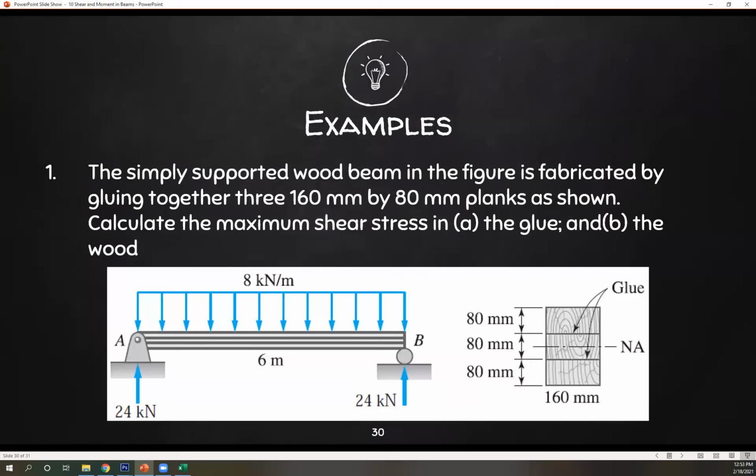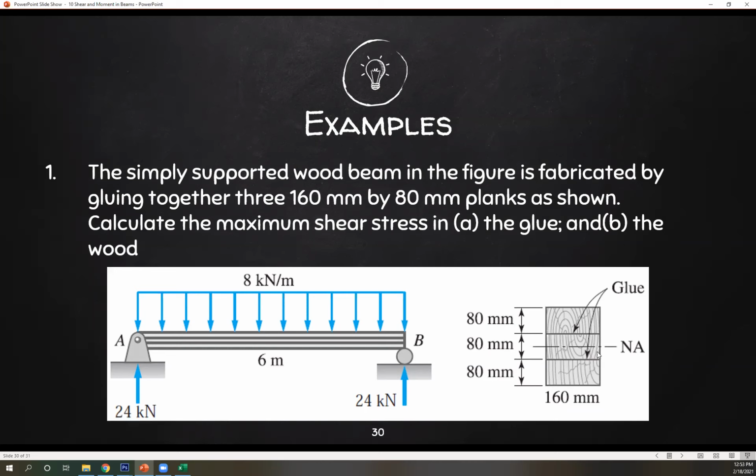So you have a simply supported wood beam in the figure, fabricated by gluing together three 160mm by 80mm planks as shown. Okay, so you have 1 plank, 2 planks, 3 planks, 80mm each. Calculate the maximum shear stress in glue and wood. So maximum shear stress in glue, let's start with that. The only glue here is this portion, and this portion.